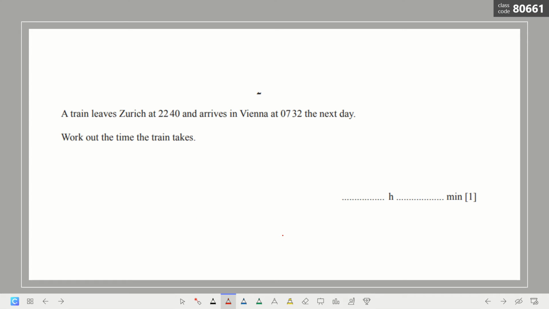Now the next one. This question: a train leaves Zurich at 22:40. That means it's 10 o'clock p.m. and 40 minutes, and arrives at 7 a.m. and 32 minutes the next day. Work out the time taken for the journey.